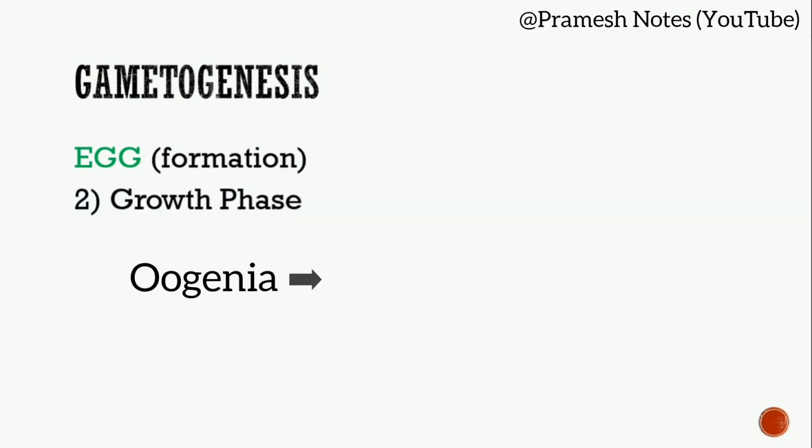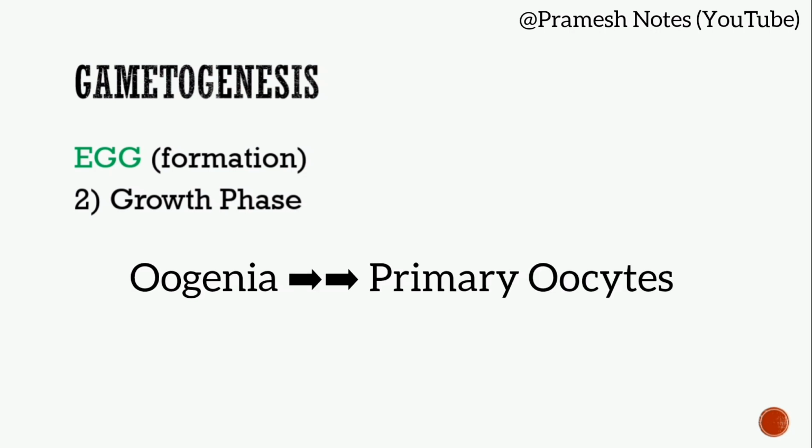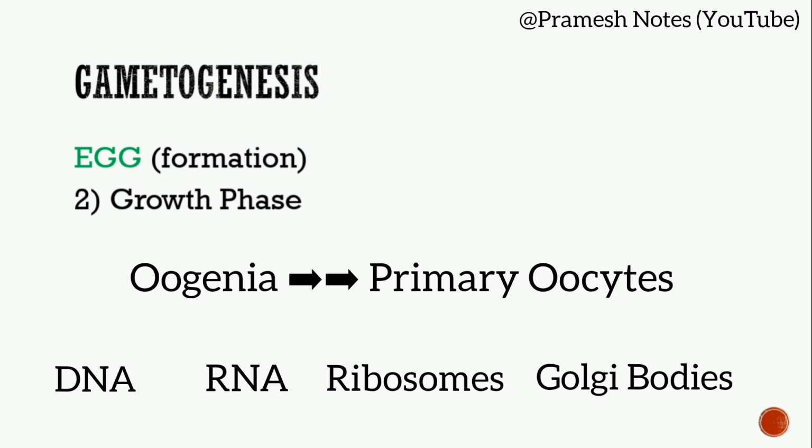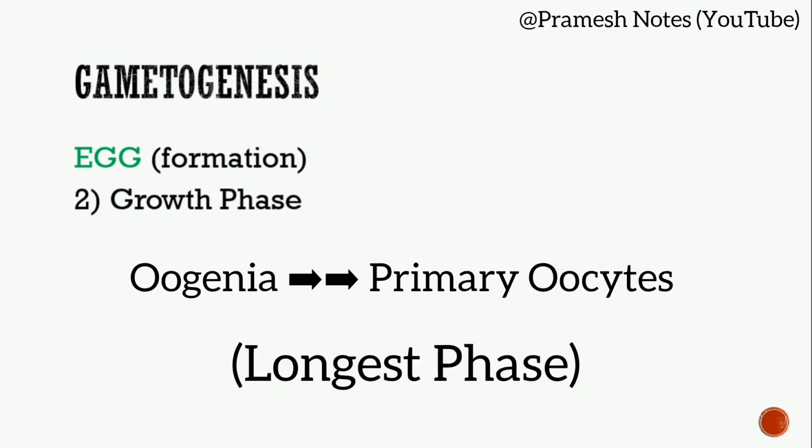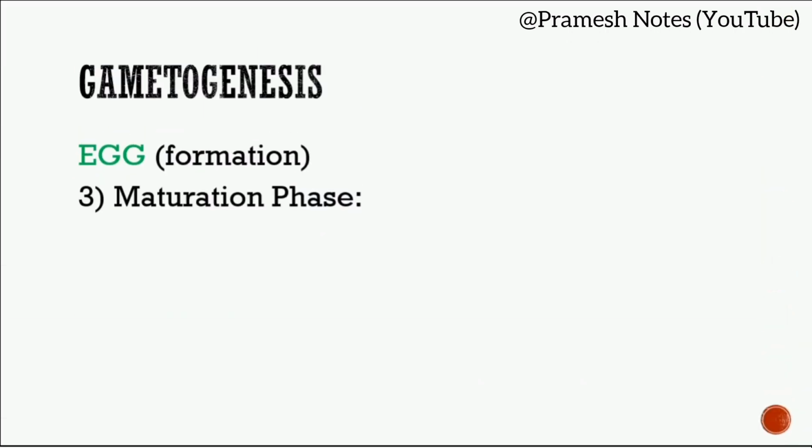In the growth phase, oogonia convert into primary oocytes. Here the development of DNA, RNA, ribosomes and Golgi bodies happens. The growth phase is the longest phase in oogenesis as it converts into a large primary oocyte surrounded by a layer of granulosa cells to form the primary follicles.